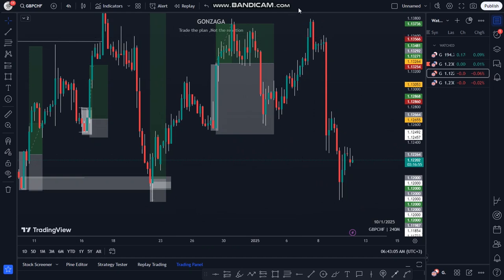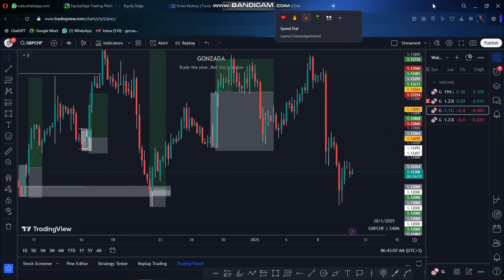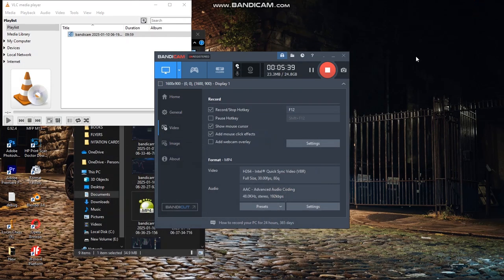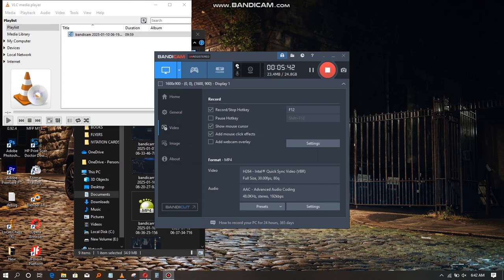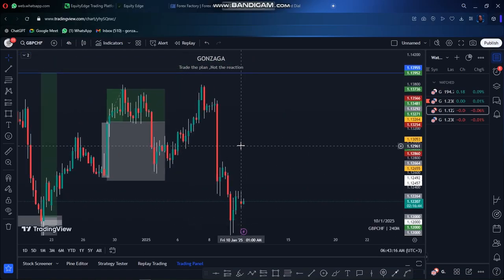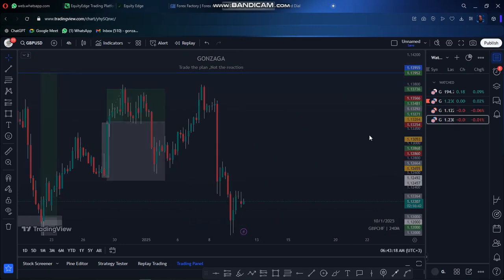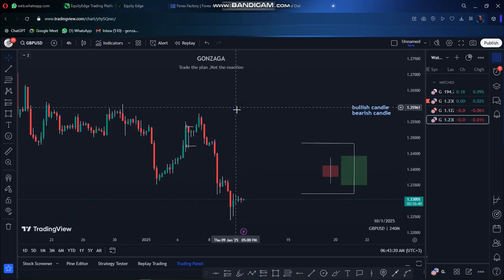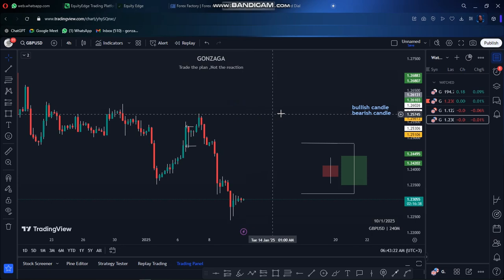Okay, so what is the next pattern that I will be showing you? Okay, so we have the doji. So now, what does the doji do? The doji is trying to tell us something.